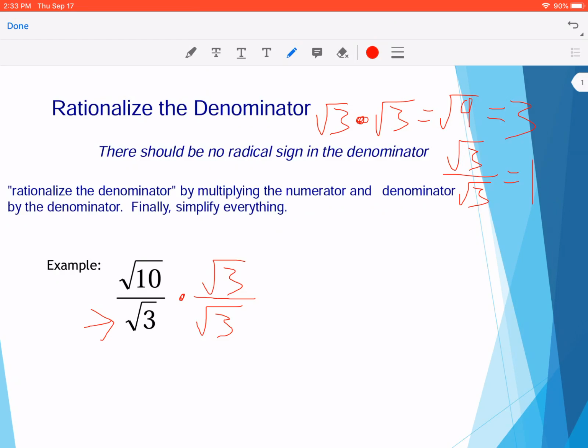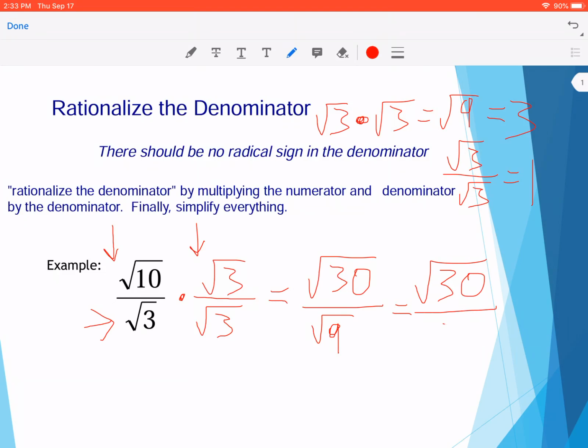Now, when you multiply radicals, we already covered this, you multiply what's on the outside by what's on the outside. There's really a 1 here and a 1 here, but that doesn't matter. And then what's on the inside by what's on the inside. So radical 10 times radical 3 is radical 30. Radical 3 times radical 3 is radical 9, but if you already know that's just going to turn into a perfect square, a 3, then just go ahead and write radical 30 over 3.